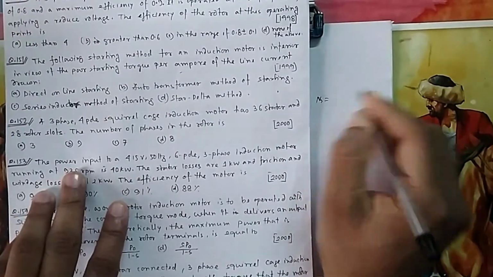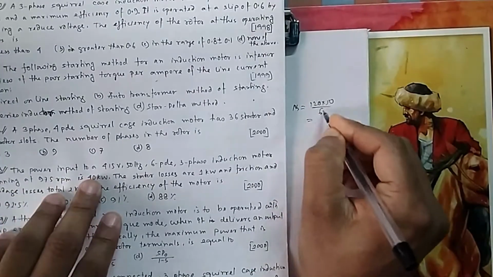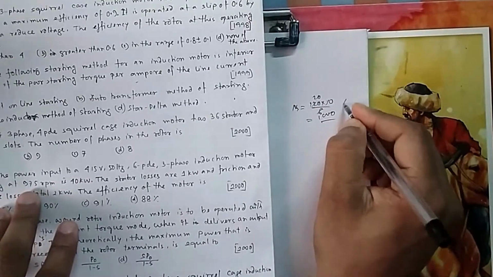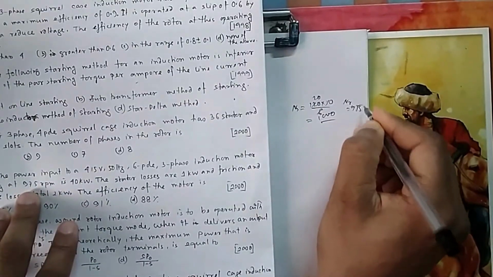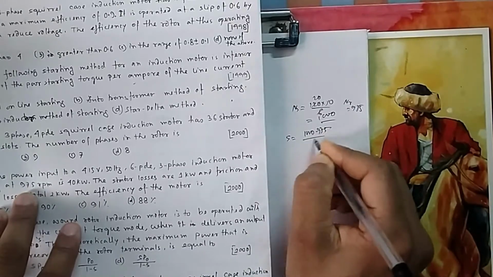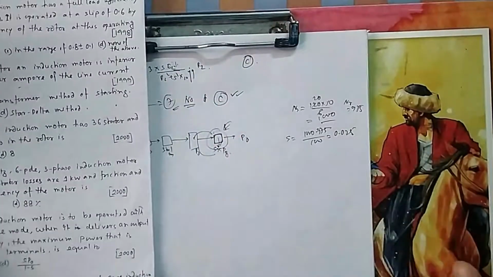So what is your NS? You have been given 120 F by P, so it is 1000 RPM, and your NR is 975. So what is your S? 1000 minus 975 divided by 1000. That is 0.025. So you got your S.